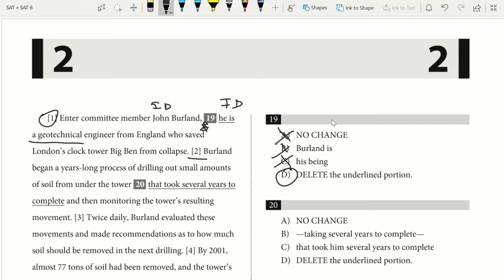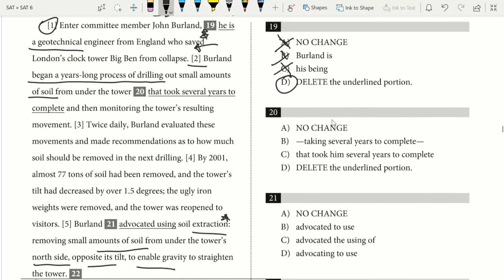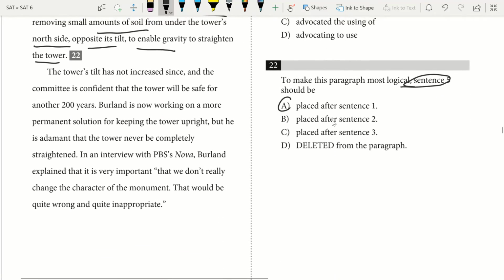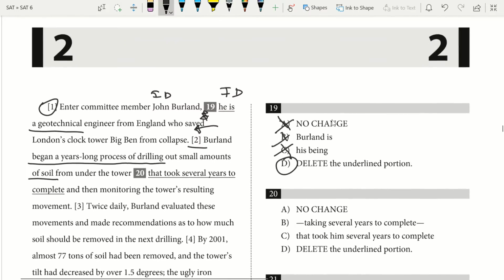And then sentence 2, Berland began a years-long process of drilling out small amounts of soil. Okay, so now we're talking about that soil, right? Well, when did we introduce that? We introduced that in sentence 5. So we know sentence 5 has to go between 1 and 2, because that's when we first learn about him introducing that idea. Now we're talking about him beginning that process. So we need to introduce the idea before we begin the process. We can go back down here, answer that one, placed after sentence 1. Alright, taking out small amounts of soil from under the tower that took several years to complete.